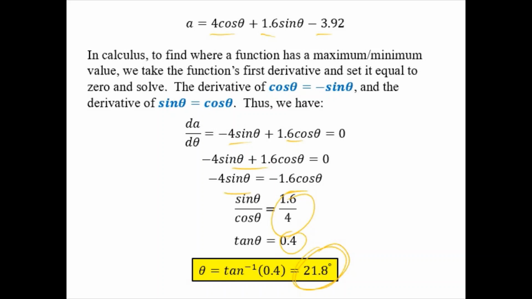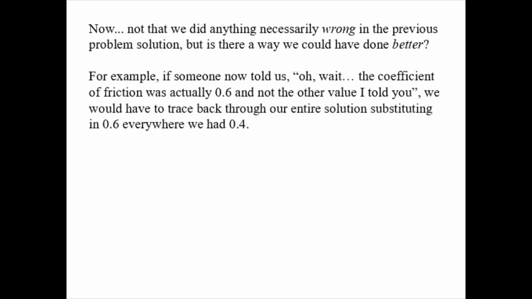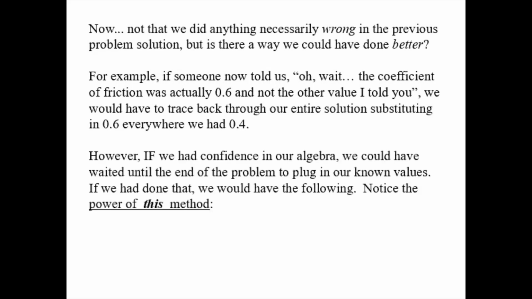And so that's what I want to show you next, how we would have solved this problem without numbers in it. And it's really not all that much harder. Again, not that we did anything necessarily wrong in the previous problem, but is there a way we could have done the solution better? For example, if someone tells us the coefficient of friction is actually 0.6, and the other value I told you is different, we'd have to trace back through our whole solution.